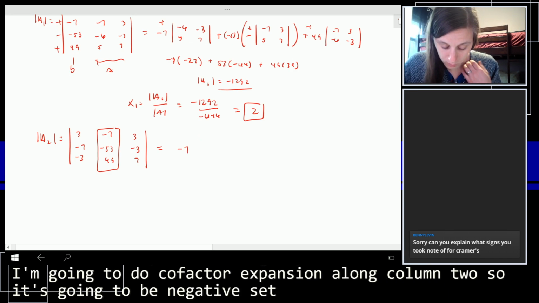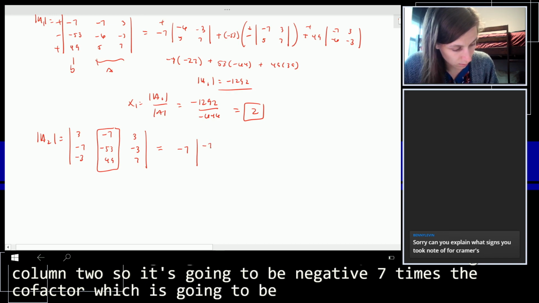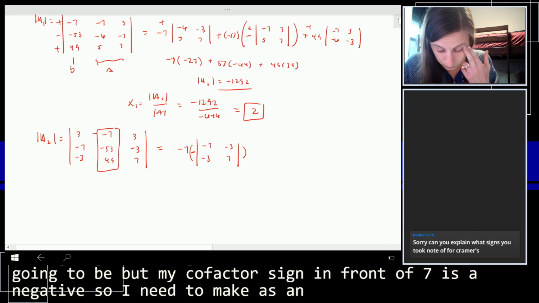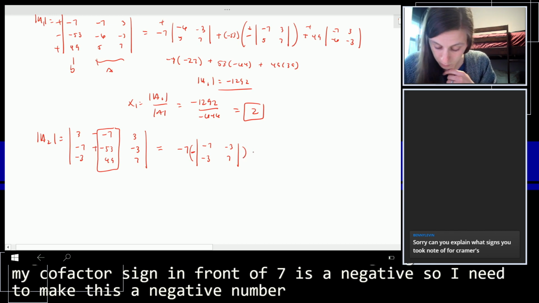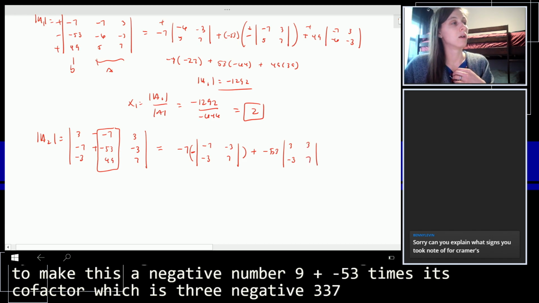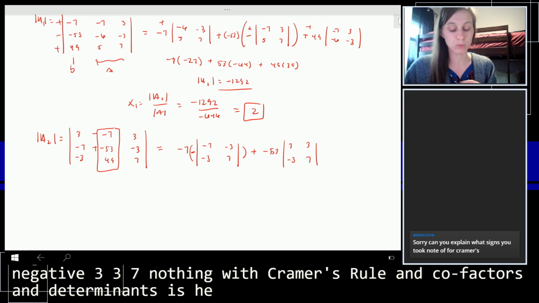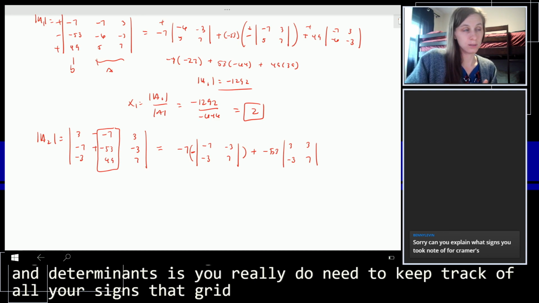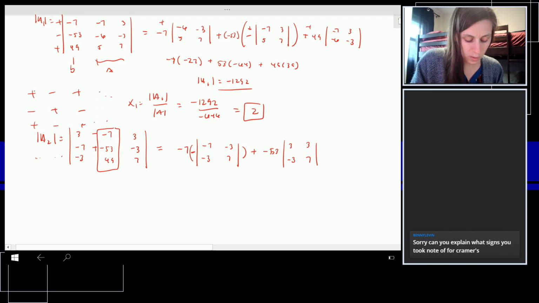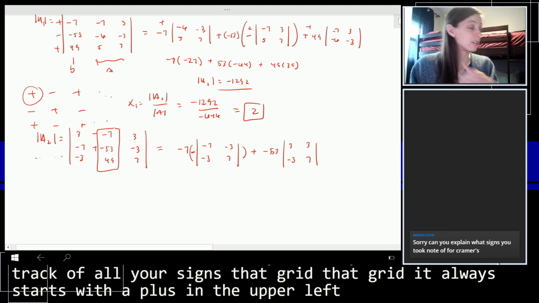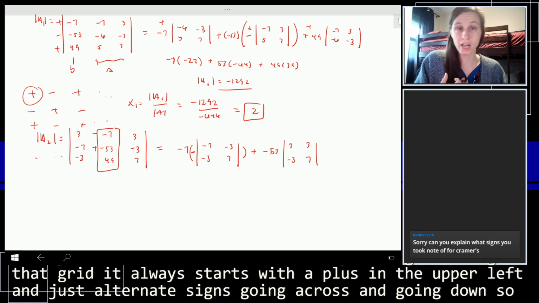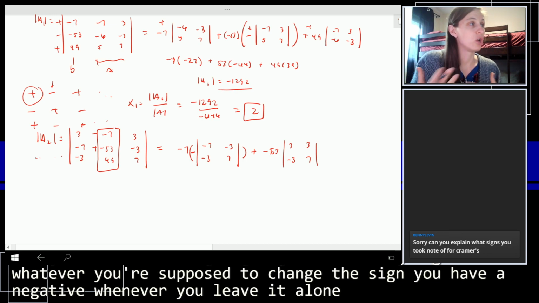So it's going to be -7 times the cofactor, but my cofactor sign in front of 7 is a negative, so I need to make this a negative number. Then plus -53 times its cofactor, which is 3, -3, 3, 7. The thing with Cramer's rule and cofactors and determinants is you really do need to keep track of all of your signs. That grid always starts with a plus in the upper left and just alternates signs going across and going down. So whenever you're supposed to change the sign, you have a negative. Whenever you leave it alone, you have a positive.